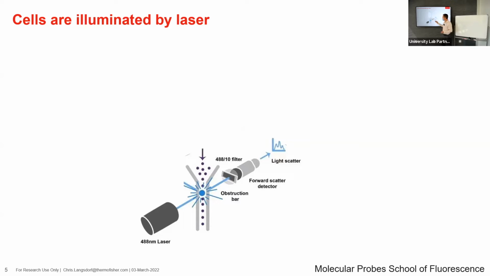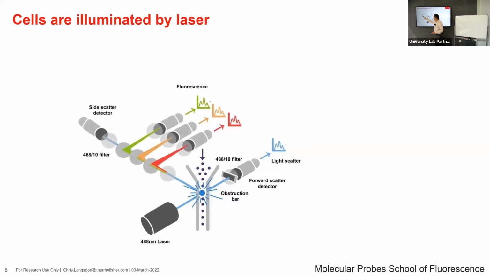We can also look at light that bounces off at 90 degrees, and this can give us side scatter, which is light that's bounced off at 90 degrees, and this gives us an idea of the complexity inside a cell. So if there are lots of granules, lots of lysosomes, or various sturdy structures inside a cell, light will bounce off and show up as side scatter or complexity. And the combination of these two things alone tells us a lot about what we're analyzing.